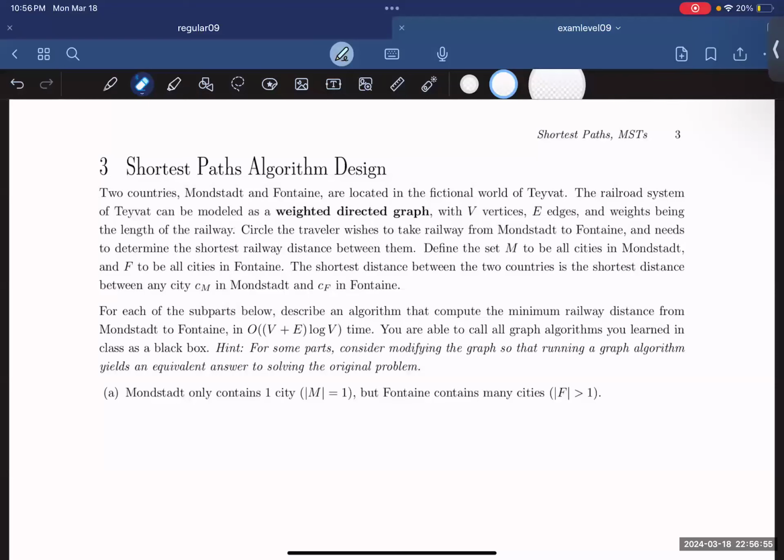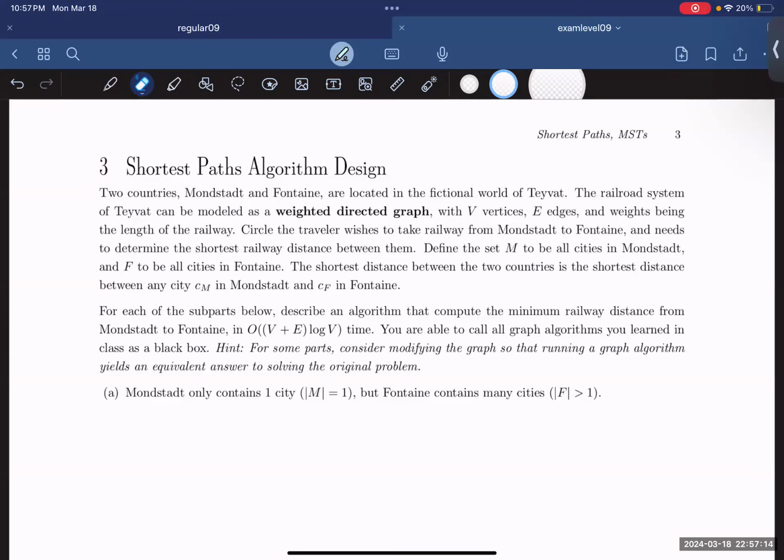Hey guys, so we're going to go over Q3 on the discussion 9 exam level worksheet. This is an algorithm design problem, so it's very word heavy. We're going to break down every part of the problem and the concepts that it's trying to teach us. And hopefully by the end of this, you'll know how to design an algorithm. So let's get right into it.